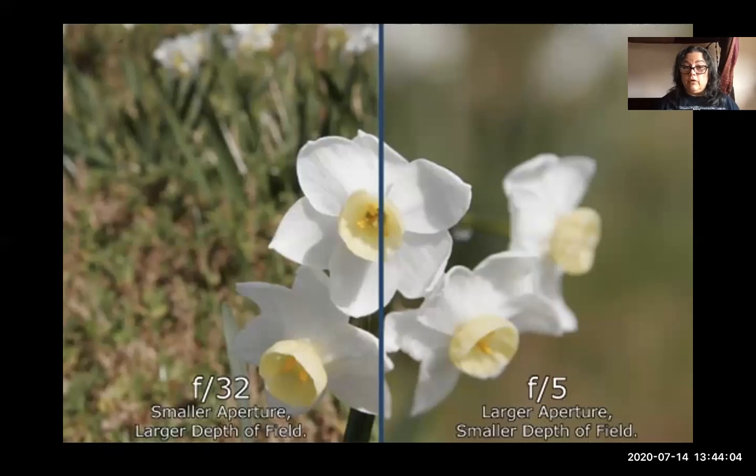Anyway, so that is what happens when you come in very close to your subject, if your lens allows you to do so. You can change the depth of field, but it's very difficult to achieve actual great depth of field.